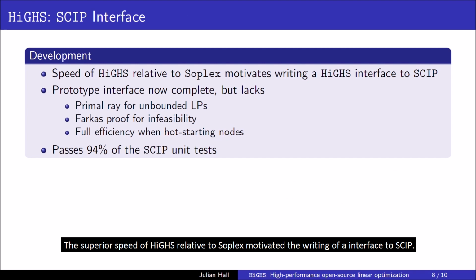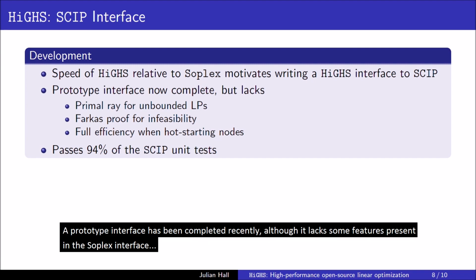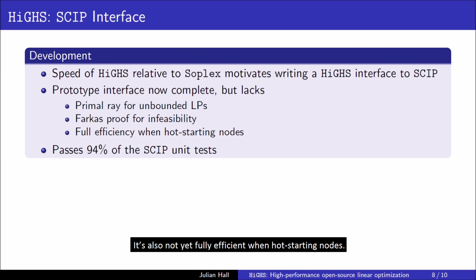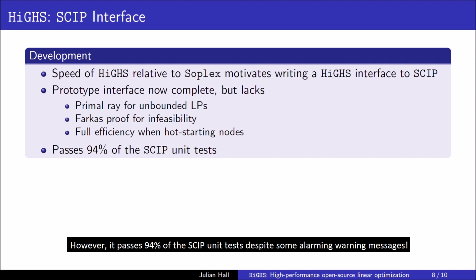The superior speed of HiGHS relative to Soplex motivated the writing of an interface to SCIP. A prototype interface has been completed recently, although it lacks some features present in the Soplex interface, notably the construction of primal rays for unbounded LPs and a Farkas proof for infeasibility. It's also not yet fully efficient when hot starting nodes. However, it passes 94% of the SCIP unit tests, despite some alarming warning messages.